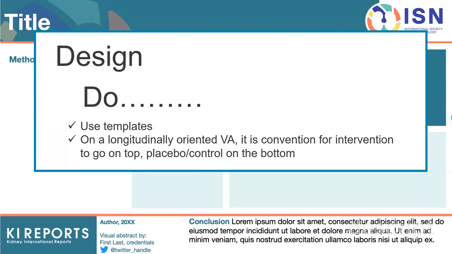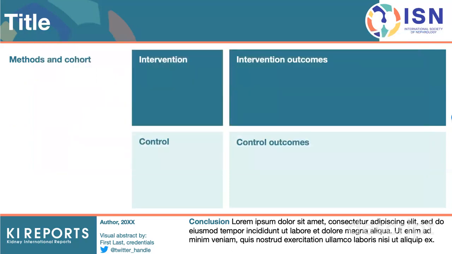So I'm just going to show you a couple of templates from the KI Reports, where I'm the social media and visual abstract editor, and what we do. Just to point out here, this is one of our templates, and you see that the intervention goes up top and then the results can come across, and then the control or the placebo is going to be down below. And this is convention, so we try and teach most people that they should be doing this.